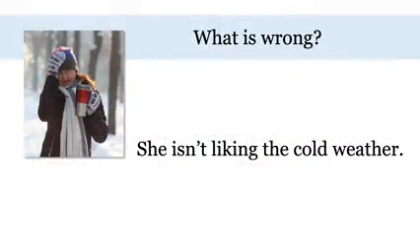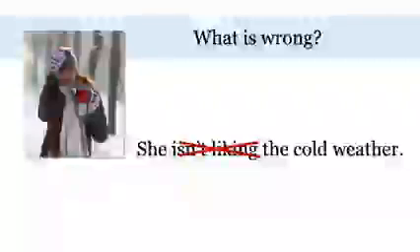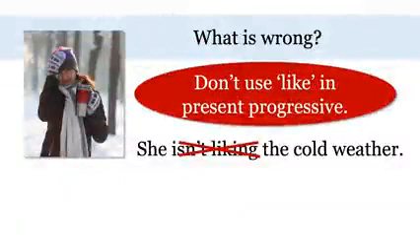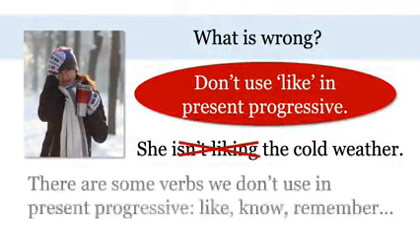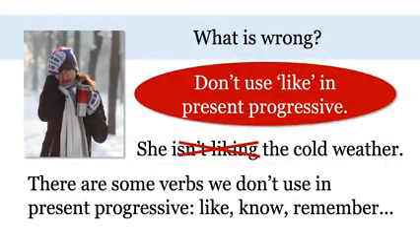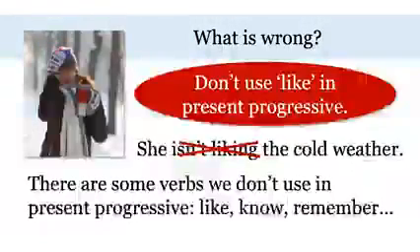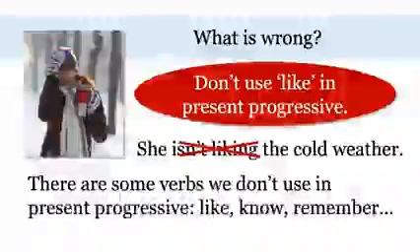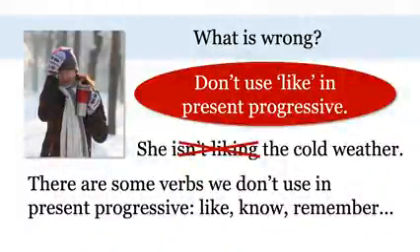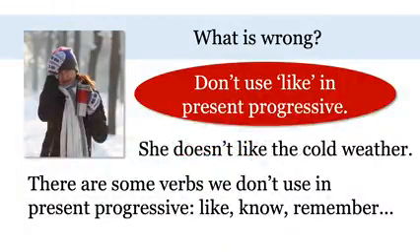What is wrong? She isn't liking the cold weather. Well, if you remember, don't use verbs like like in the present progressive. There are some verbs we don't use, like, know, remember, understand are just a few of them. She doesn't like the cold weather.